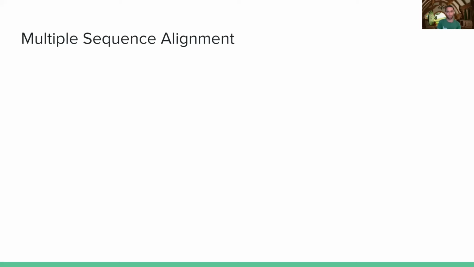That just is a fancy way of saying we want to line up all of the letters that correspond to the same exact letter in the ancestor. And then with this positional homology, we'll be able to do some cool downstream things in a little bit. So just lining up my sequences, this is a problem known as multiple sequence alignment.